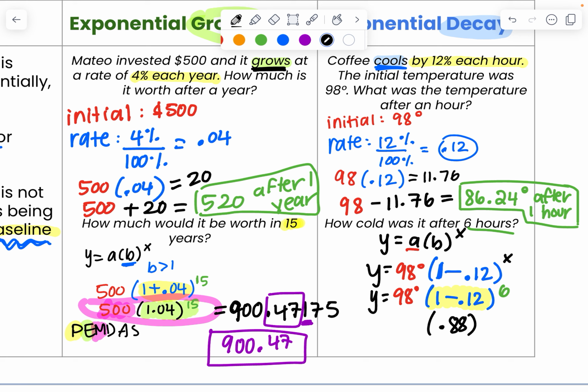Do we agree that that is a decay base? Totally. We still have our exponent. We still have the 98 in front. So now we've done the P out of the PEMDAS. Check. Now we have to do the exponent. That means we have to figure out what 0.88 to the 6th power is.